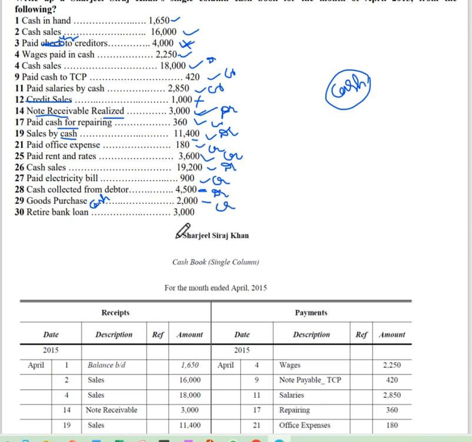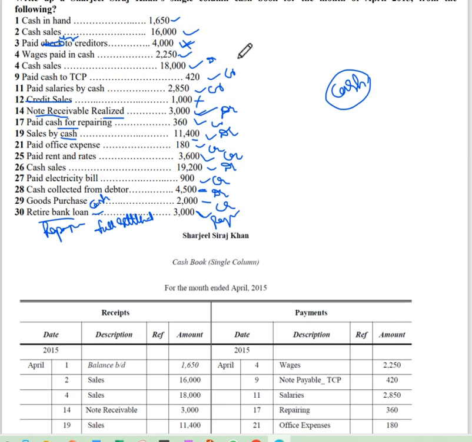Next, retire bank loan, that is the bank loan which we had to pay. We have paid it in full settlement. Retire means full settlement, so nothing is left to be paid. Everything we paid to the bank cashier. Retire bank loan means repayment of the bank loan. A repayment amount of 3,000 has been paid. This is a cash payment we have paid to the bank.